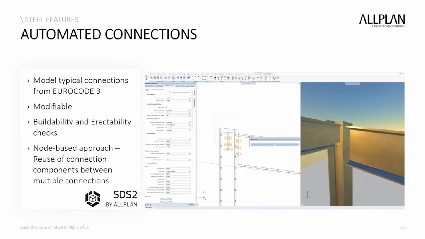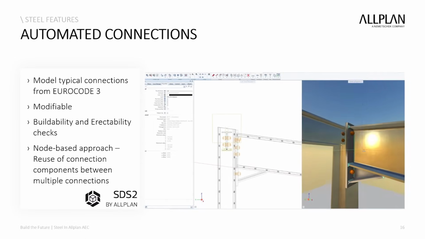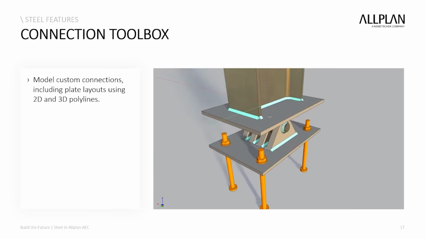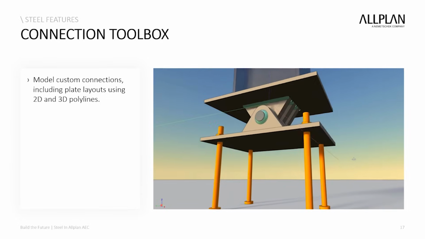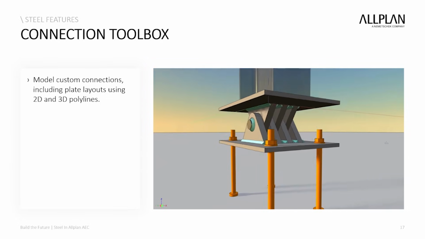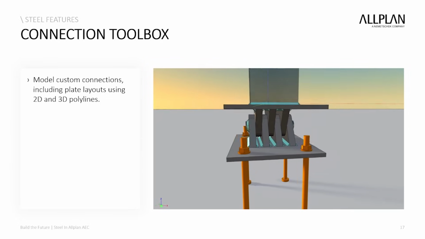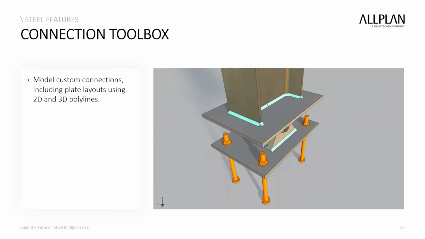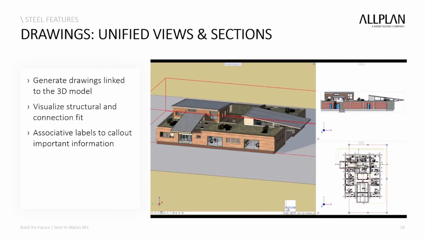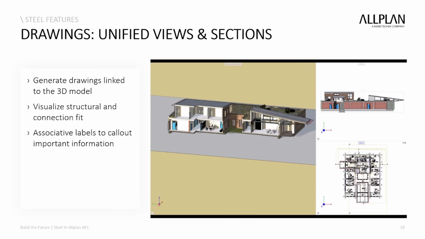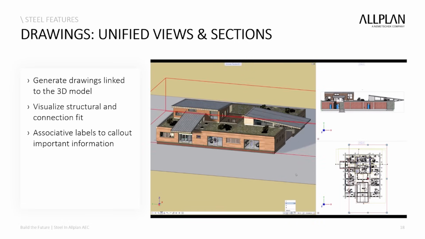Here is an example of modeling an end plate haunch connection. The connection toolbox lets you model custom connections from scratch. Here is an example of a hinge and pin connection built using the tool, illustrating the ability to use custom plate layouts. ALLPLAN AEC's Unified Views and Sections System, or UVS, allows you to generate custom sections and cuts and views. 2D drawings are also directly linked with the 3D environment.